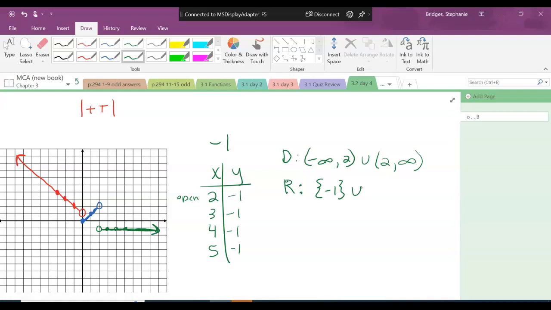Do we jump from here to 0? Right, because there's nothing in between. So we jump to 0. And then this one stops here, but this one picks up and keeps going, right? So it's going to be from 0 to infinity. And then we can do our increasing, our decreasing, and our constant. Go ahead and take a minute and do those.